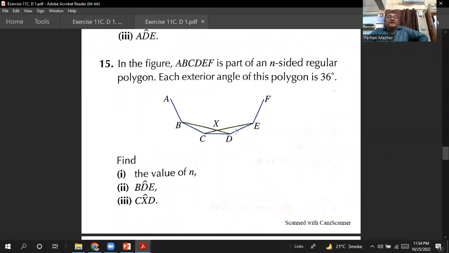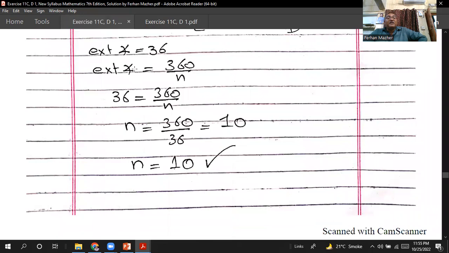B, D, E. So BCD is an isosceles triangle. BCD is an isosceles triangle. Very simple.